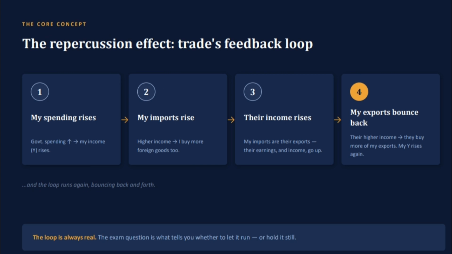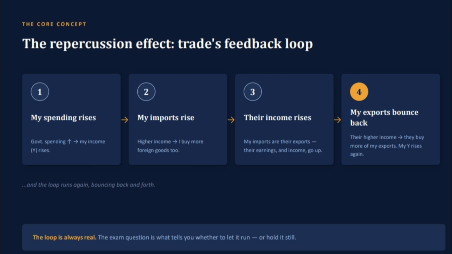Say my country increases government spending, my income goes up. But when my income goes up, I don't just spend it all at home, I buy some foreign goods too, so my imports rise. Now flip to the other country's perspective. My imports are their exports, so when my imports go up, their export earnings go up, which means their national income goes up. And here's the loop closing. Now that their income is higher, what do they do? They buy more stuff too, including more of my exports. So my exports rise, which pushes my income up again. That bounce back, my spending raises their income, which raises my income again, is called the repercussion effect.